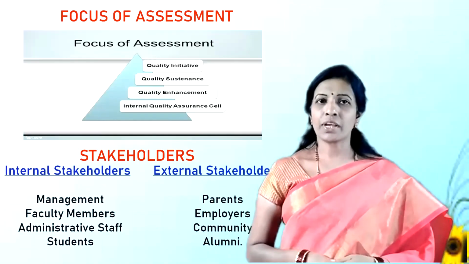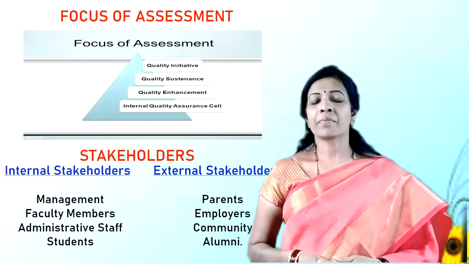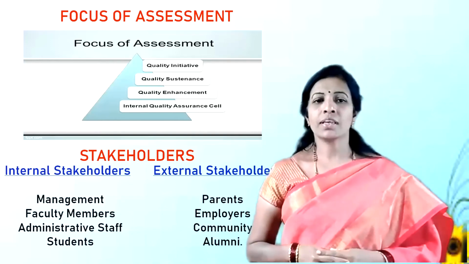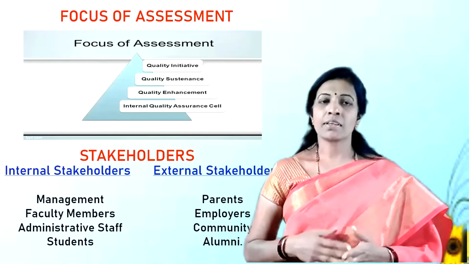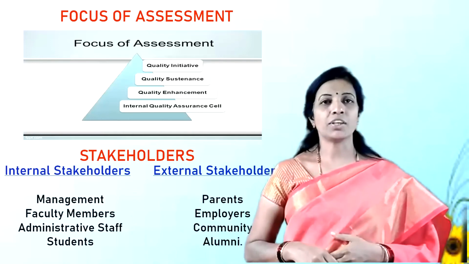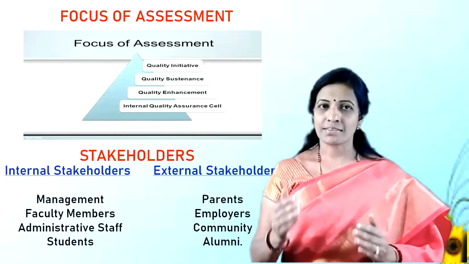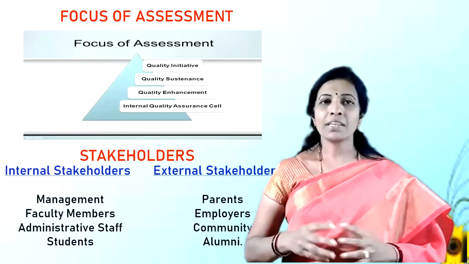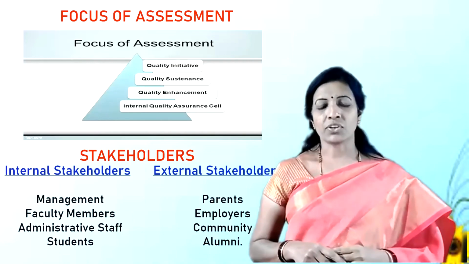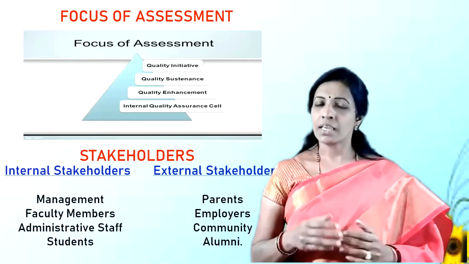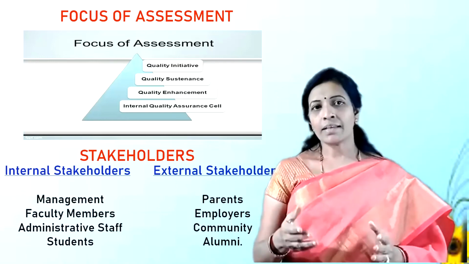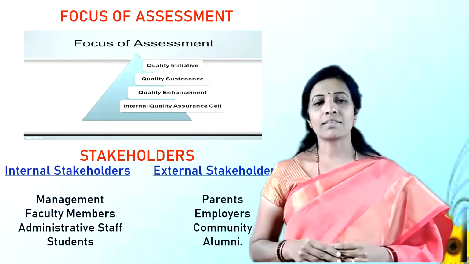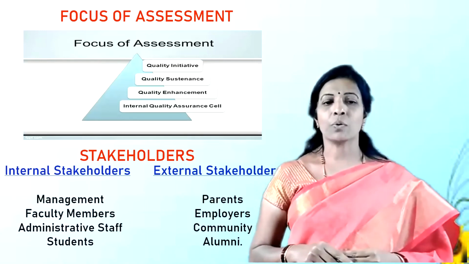Let us now try to understand the focus of assessment. NAAC basically focuses on improving the quality culture of a higher education institution. So, it first insists on quality initiatives which need to be taken up by the institution, then the sustenance of quality, and finally, enhancement of quality. The various stakeholders of the higher education institutions have now been involved in the process of assessment. As you can see on your screen, there are 2 main kinds of stakeholders, that is the internal stakeholders as well as the external stakeholders.